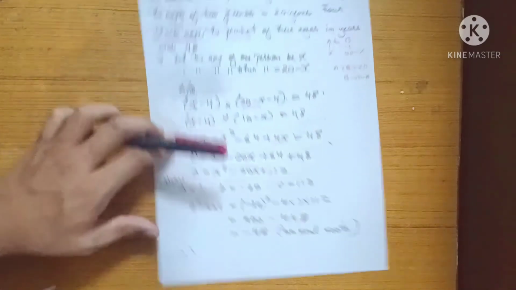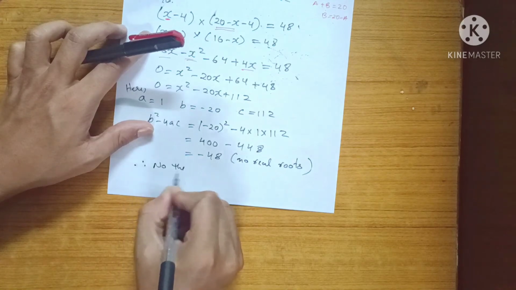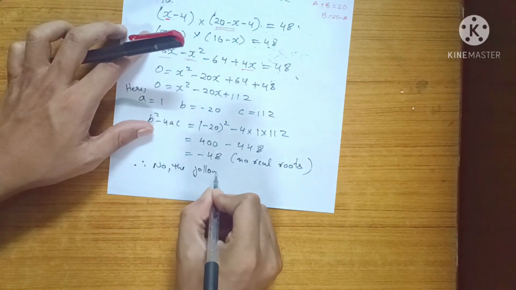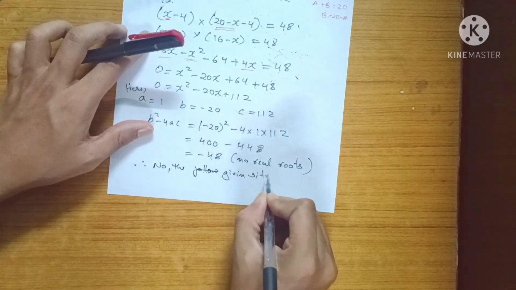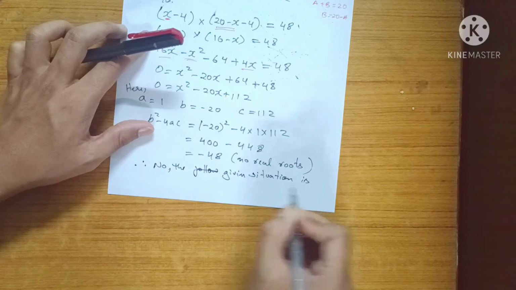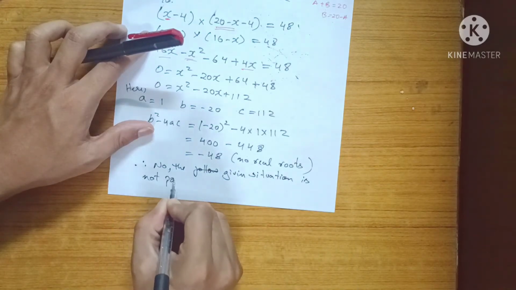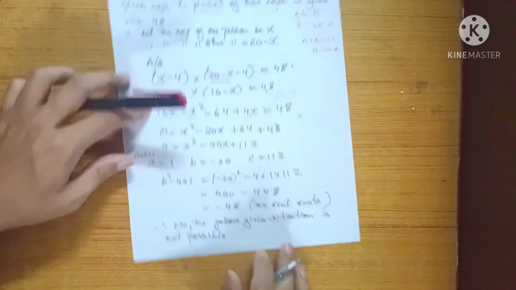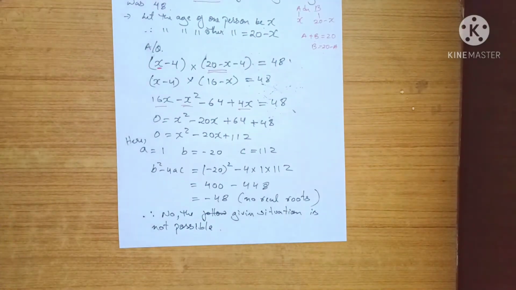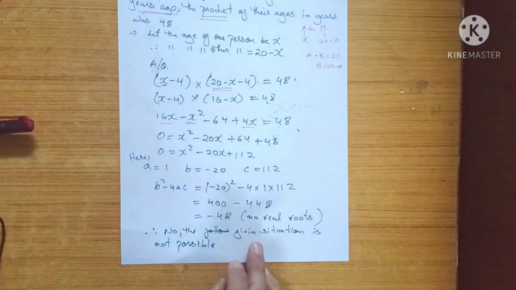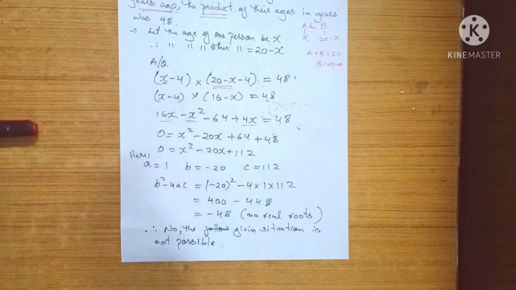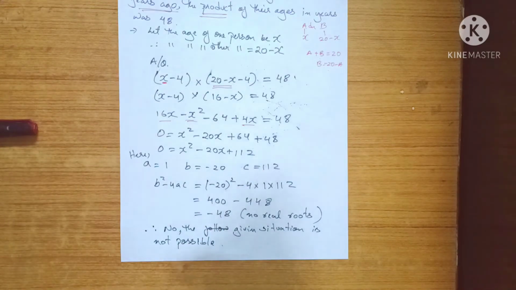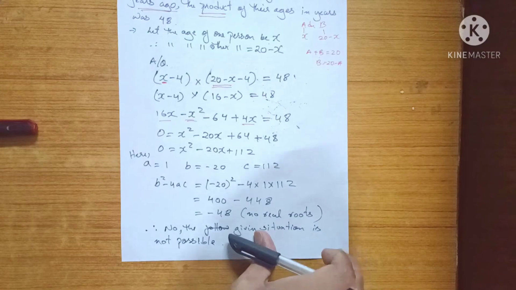Therefore, they were asking what? Is the following situation possible? No, the given situation is not possible. Done. Okay. So they were asking us if the situation is possible or not. We tried to solve it. Took b squared minus 4ac. It came out negative, and negative means we know there's no real root, so the situation is not possible.